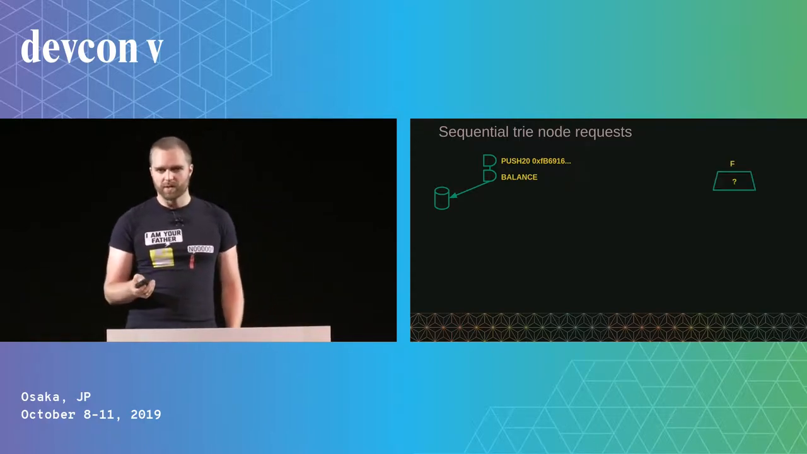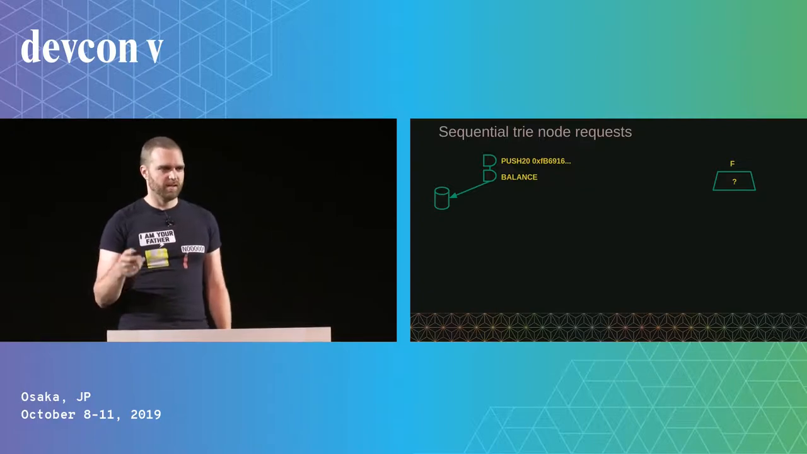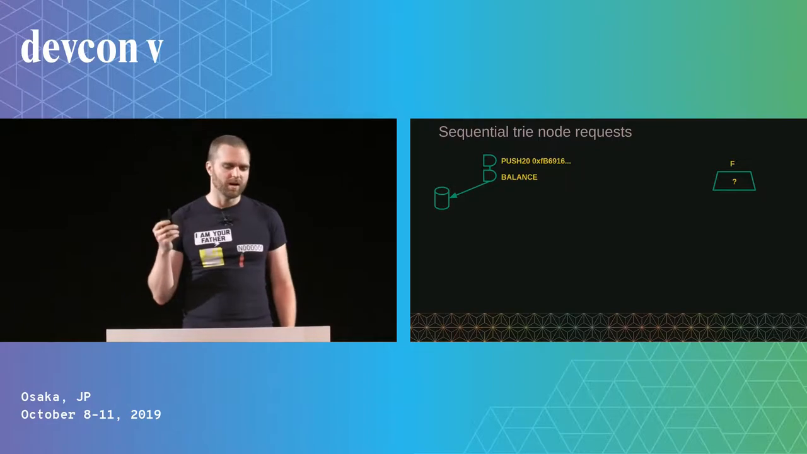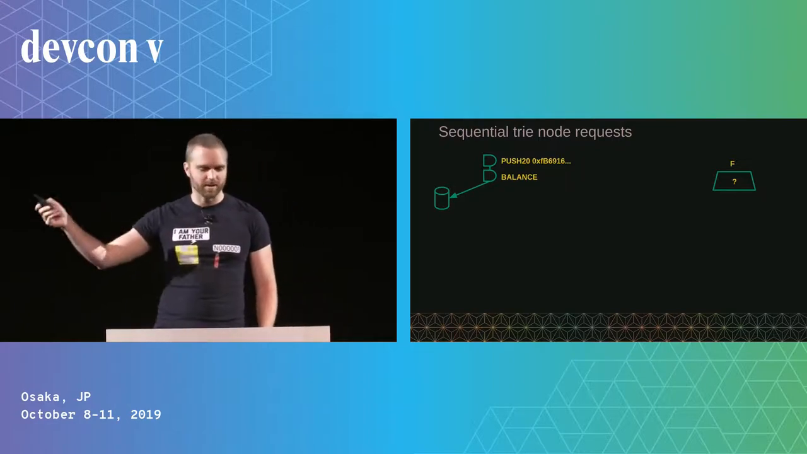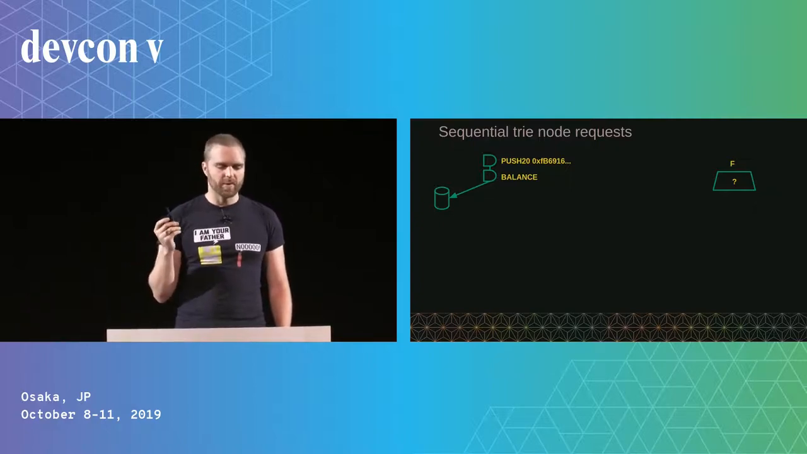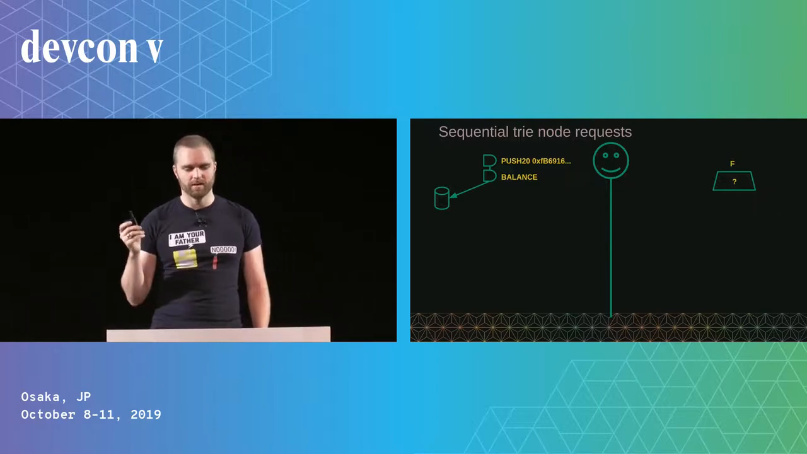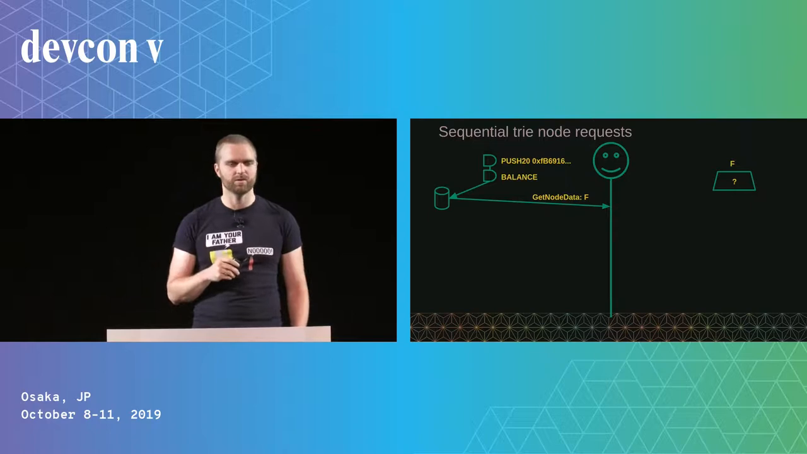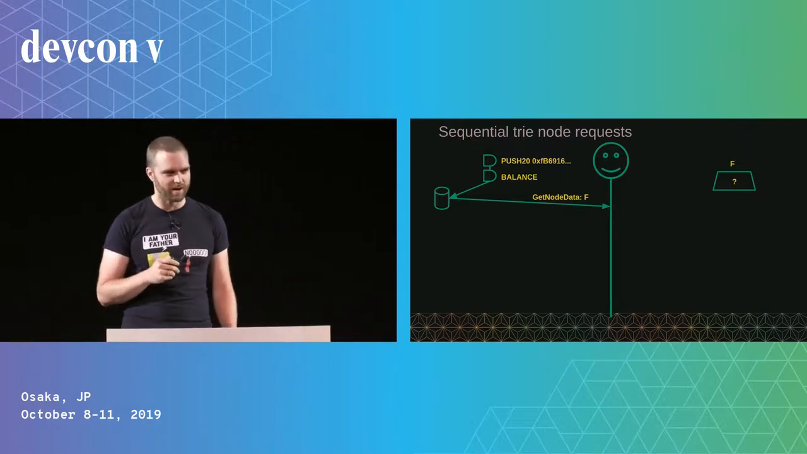Now, all the node knows at this point is the hash of the root of the trie. We're going to call that F here, F dot dot dot. And that's all we've got. So what are we going to do? How are we going to get the balance? We're going to find a friendly peer, and we'll ask it: hey, peer, do you know what the node is that has the hash F?